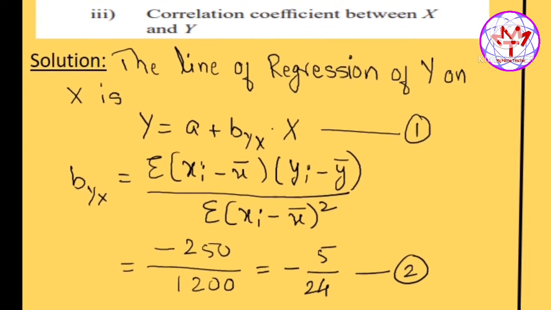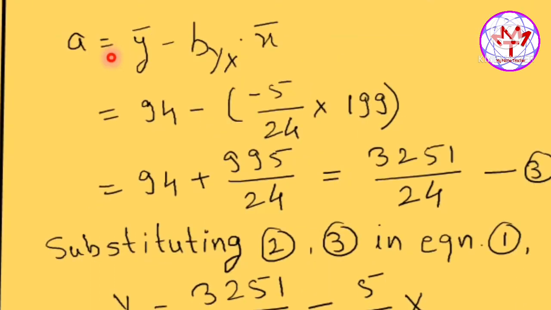Then let us calculate a. A is given as y bar minus byx into x bar. So let us substitute the values of y bar, byx and x bar. We know that y bar is given as 94, then byx is minus 5 upon 24 and x bar is 199. So after simplifying this, we get a value of a as 3251 upon 24. Let us number this as 3.